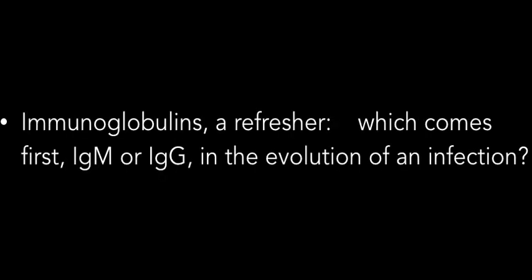And I just want to remind you that in the evolution of an infection, the IgM is the first immunoglobulin that appears. Therefore, when you're differentiating between acute and chronic hepatitis, it's likely that the IgM would be positive in the acute state and the IgG would be positive in the chronic state.